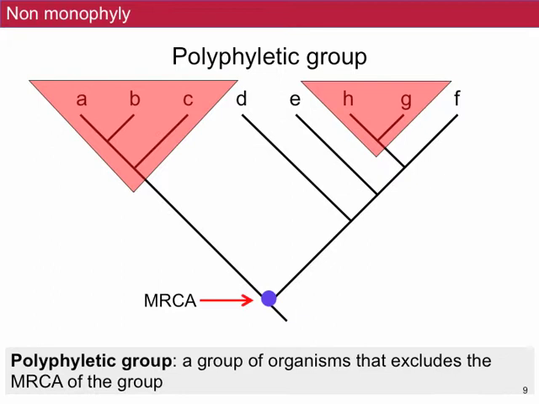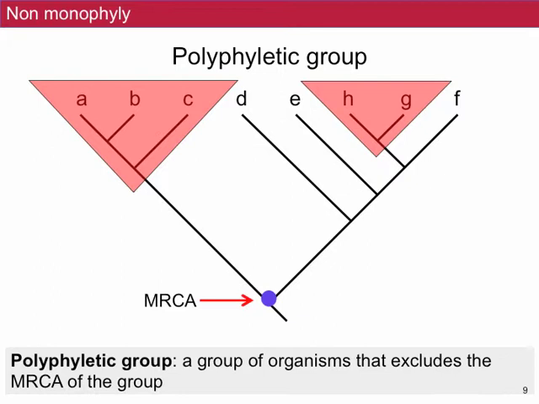So flying organisms, like I was saying before, might include the common ancestor of bats and the common ancestor of birds, but not the joint common ancestor of all birds and all bats. And that's a polyphyletic group.